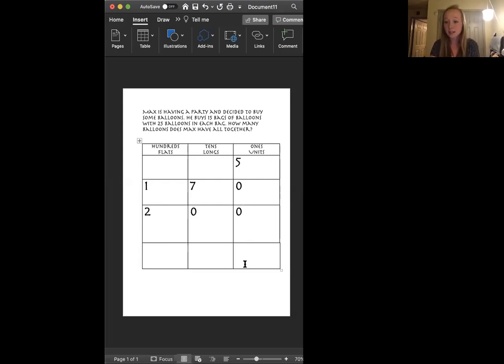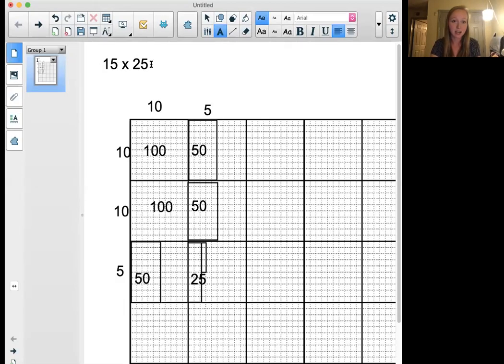So now let's add it all up together. 5 plus 0 is 5, 7 plus 0 is 7, 2 plus 1 is 3. So Max, all together, all the balloons that he has together, he has 375 balloons. So we're going to go back to our chart and write that in, that 15 times 25 equals 375. And from our multiplication, we can see that we multiplied every single number to come up with that answer.